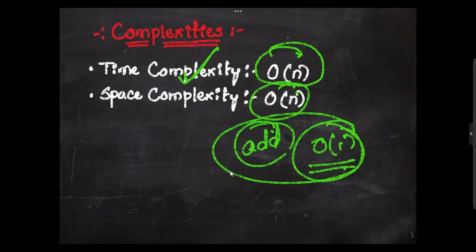So I hope the complexities part is completely clear, right? The time complexity and the space complexity for the code that we will be writing will be big O of n and big O of n. Big O of n for both the time complexity and the space complexity. So I hope the complexities part and the approach part is completely clear. Let's start writing the code.